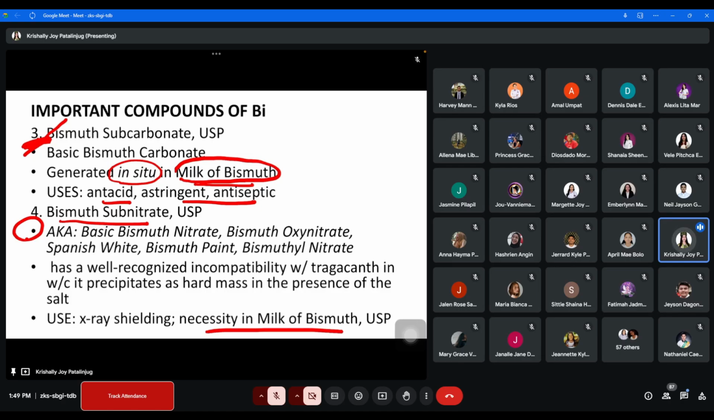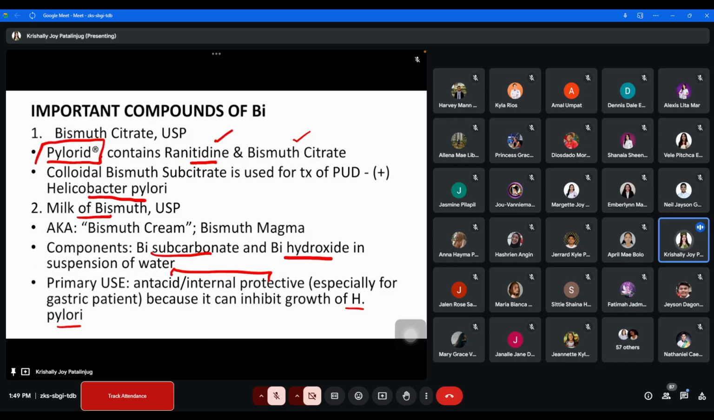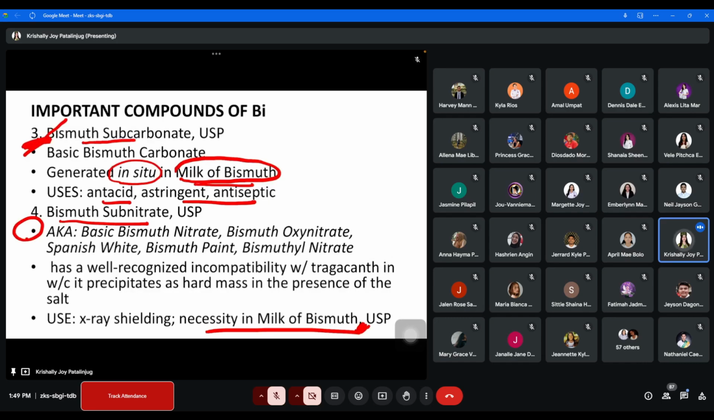And sabi dito, it's a necessity also in milk of bismuth. So aside pala sa bismuth subcarbonate, bismuth hydroxide, it's also a necessary component for the preparation of milk of bismuth USP.